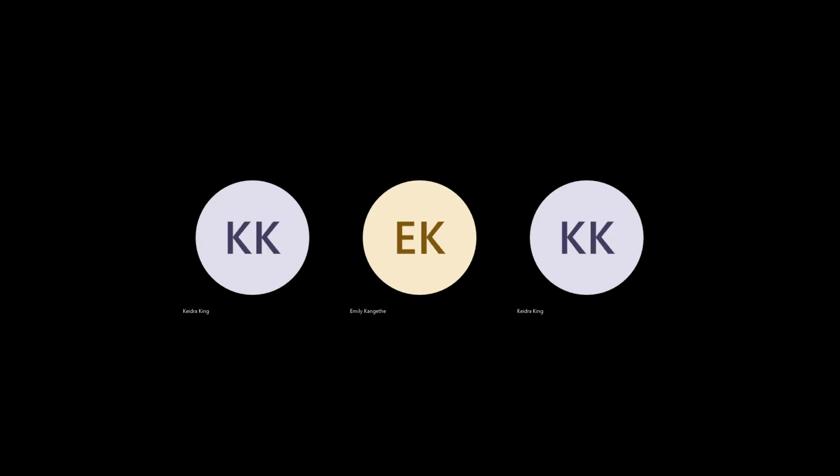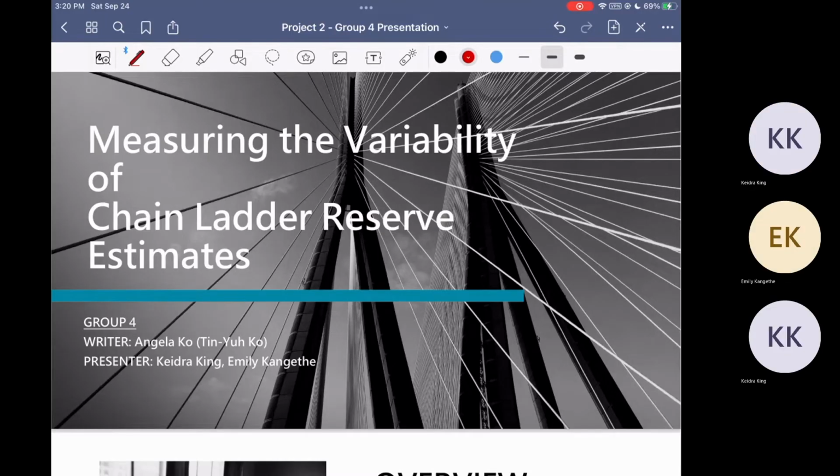Here is group 4, our presentation on measuring the variability of chain ladder reserve estimates. Our lovely writer today is Angela Coe, and our presenters are me, Kedra King, and Emily Kangas.